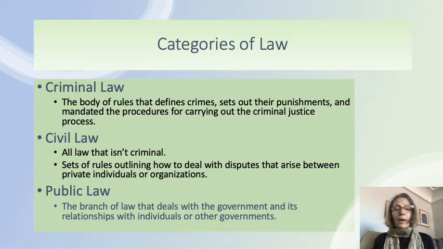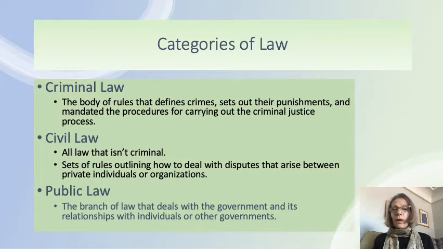So criminal law is the body of rules that define what a crime is, the laws that set out the punishment for the crime, and then also the laws that mandate the procedures for carrying out the criminal justice process. And as your textbook talks about, that criminal law is divided into two branches: substantive criminal law and procedural criminal law. And so in the definition, you sort of see those differences, but we'll dig into those more deeply in a moment. Criminal law is about the law regarding the individual's relationship to the state.